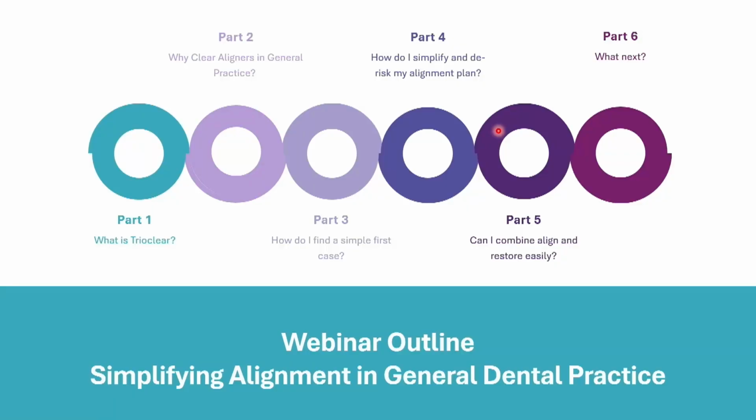What we're going to do now is we're going to go through how to simplify and de-risk an alignment plan. And to do this, we're going to go through this case here. And we've deliberately chosen this case because it's a simple case. And it would be an ideal first case.